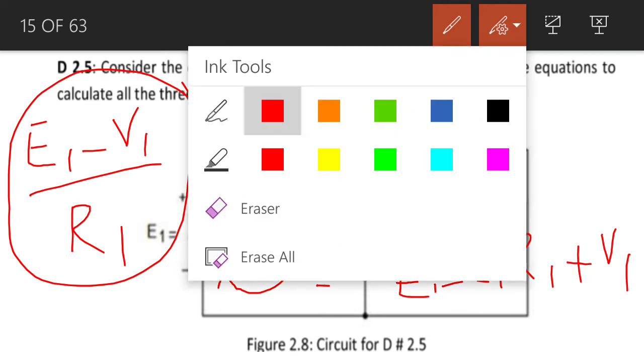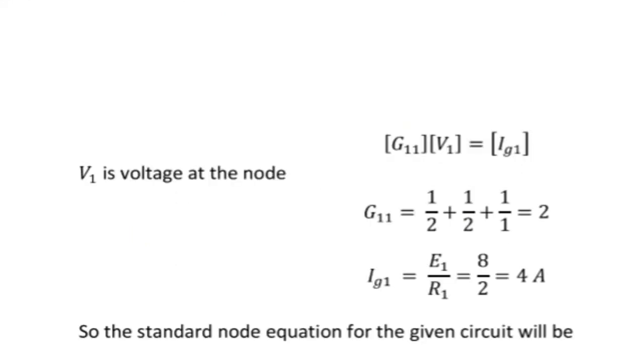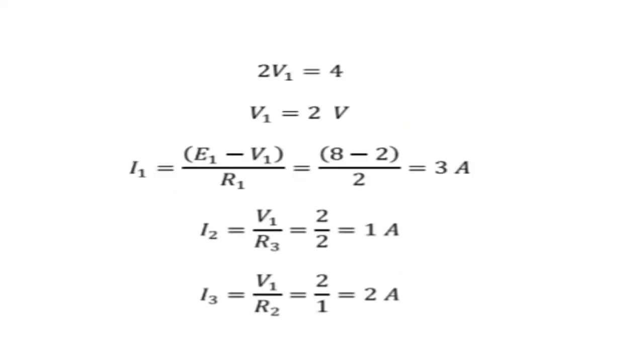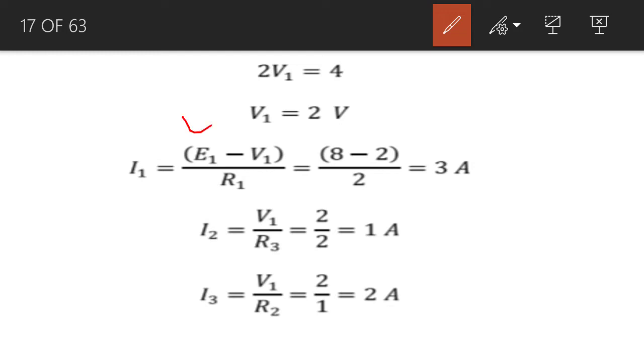So we use this equation to find out the current I1. You see, we have used the same equation for the calculation of the current I1. E1 minus V1 by R1 will give you the current in the resistor R1. E1 is 8 volt, V1 is 2 volt, the resistance R1 is 2 ohm. So there will be a current of 3 ampere in the resistor R1. We have already calculated this current with the help of the standard loop equations, and if you remember, this current was 3 ampere.